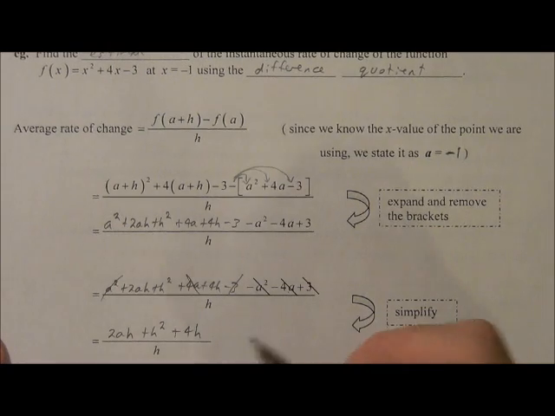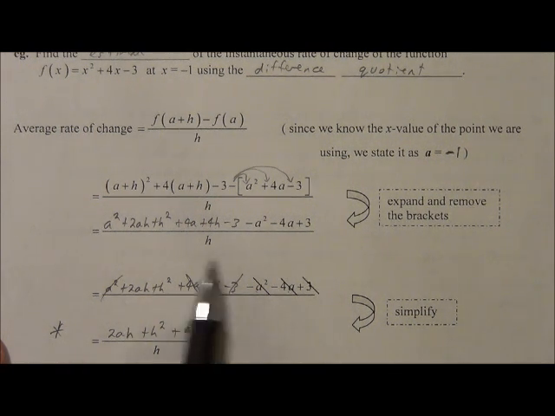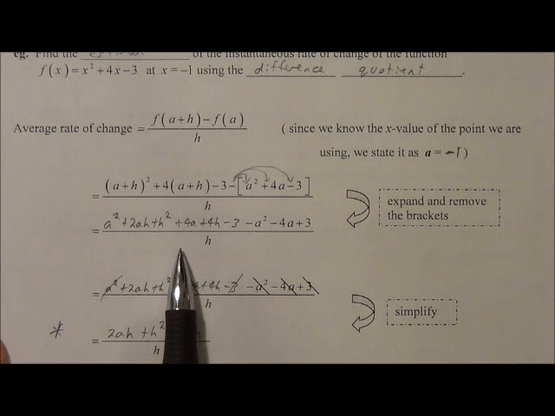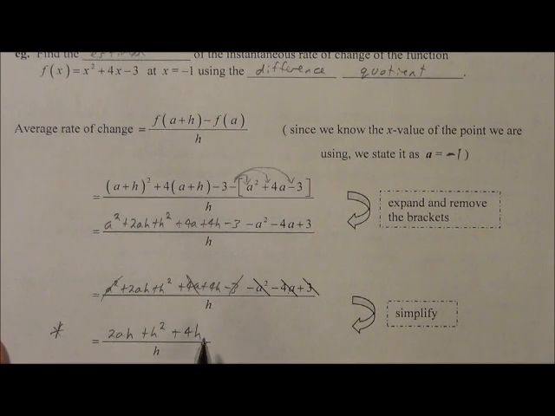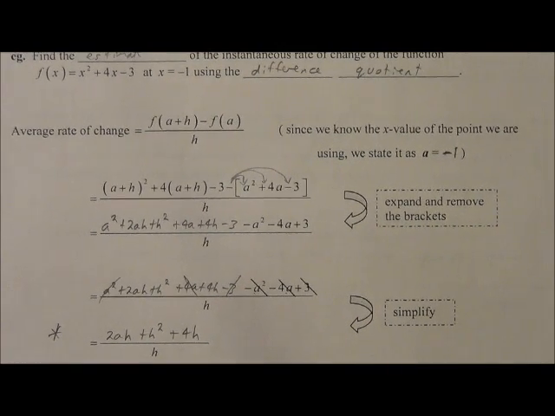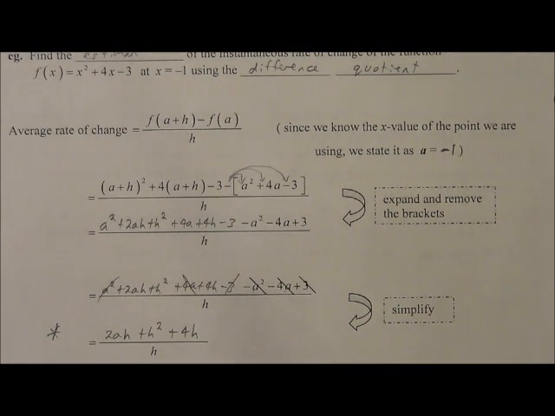Okay, now it's very important at this step that you check to make sure that every single term in the numerator has at least one h in it. Okay, that's going to be very important. If that's not the case, then something went wrong up here, or up here when you expanded. So this step must contain at least one h in each term of the numerator.